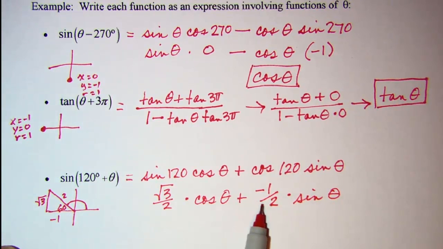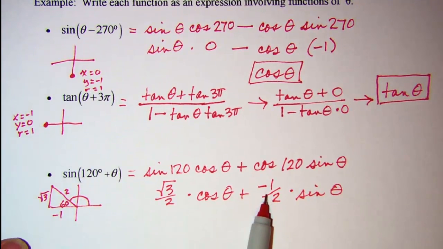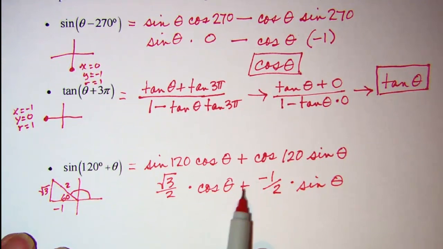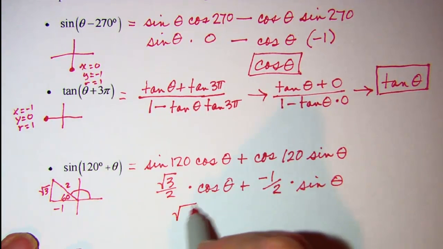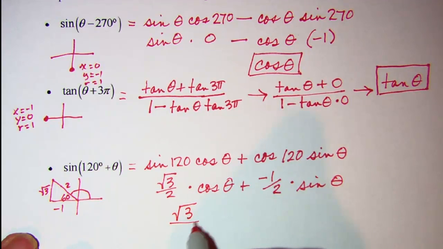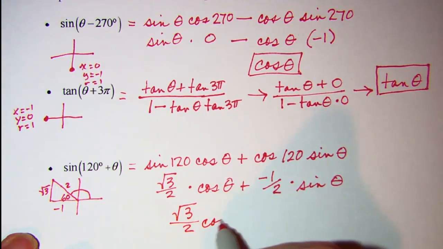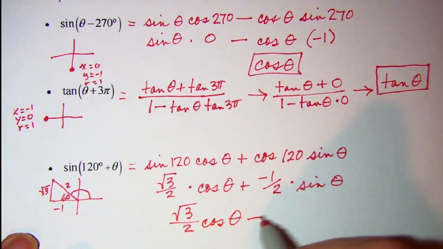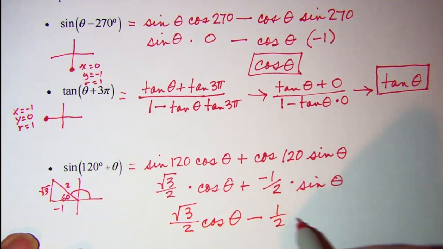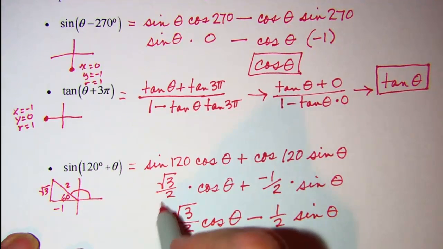And the only thing we can do to simplify would be to get these two signs into a single negative sign. So let's do that. Root 3 over 2 times the cosine of theta minus 1 over 2 times the sine of theta. And that's our answer.